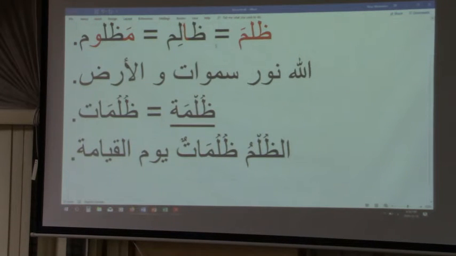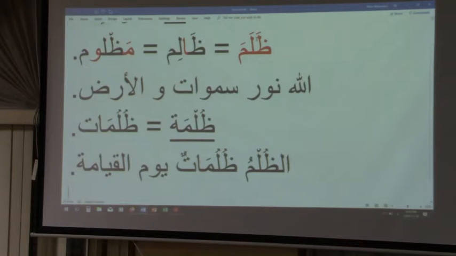So again, ظلم is to oppress. ظالم, فاعل, oppressor. مظلوم, مفعول, oppressed. Next, the opposite of ظلمة, darkness, is nur. So nur is the opposite of الظلمة, right?